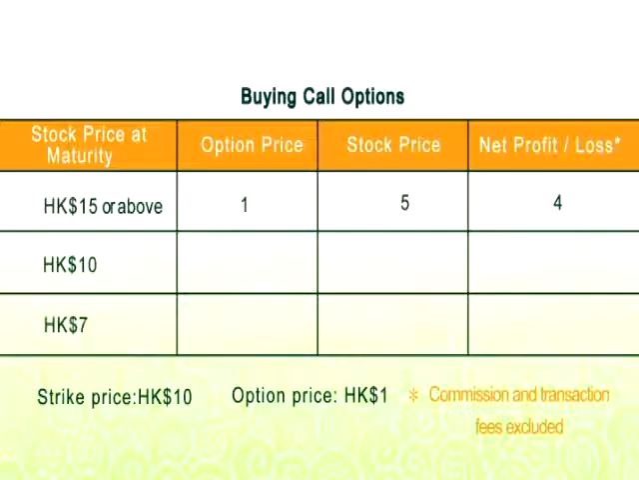If the market price of stock A is at 10 Hong Kong dollars or less, the investor will not exercise the call option as he could purchase stock A at 10 Hong Kong dollars or at an even lower price on the stock market. His loss will be 1 Hong Kong dollar, the option price paid for buying the option. Be aware that commission and other transaction fees are excluded in the above example.